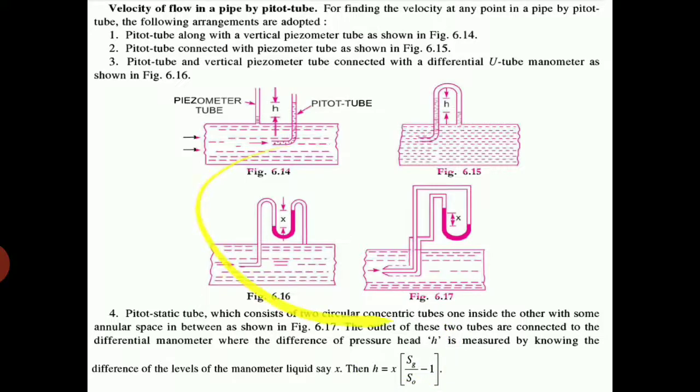Whenever the differential manometer arrangement is not there, we can directly calculate h, or rather we directly get the value of h. So how does this Pitot static tube work?